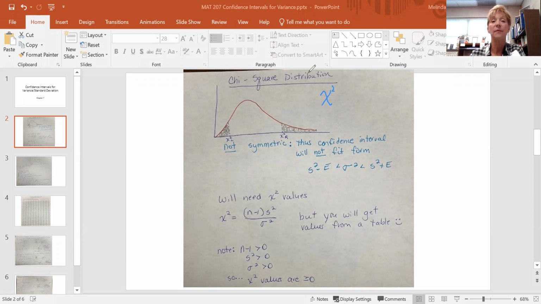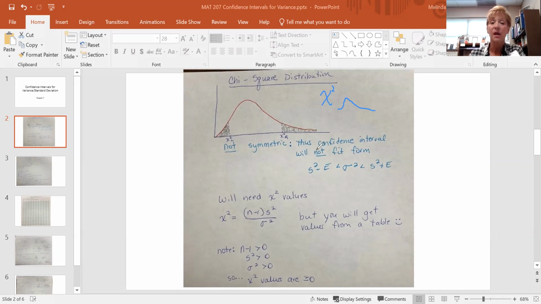So a couple of things about this chi-square distribution. It's not symmetric. So it's a little more like a normal distribution on a bad day. That hump isn't in the middle, so it's skewed. It's skewed to the right. So it's not symmetric.